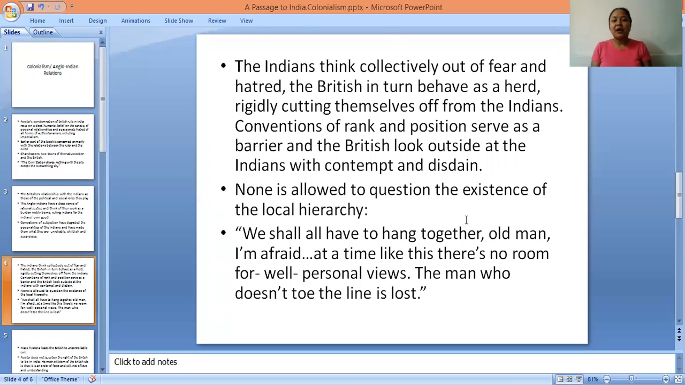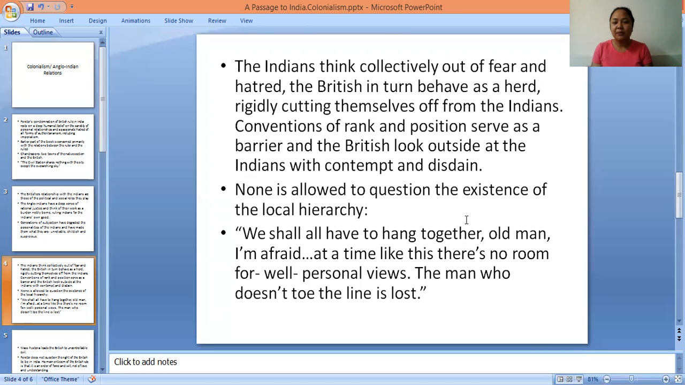So conventions of rank and position serve as a barrier, because there are these customs and these conventions that you have to follow when you're the ruler. And this forms a wide gulf between the British and the Indians, and the British look outside at the Indians from inside that herd mentality, that herd community that they have formed. They very suspiciously look outside at the Indians with contempt and disdain. They think that the Indians are of an inferior race. Okay, and none is allowed to question the existence of the local hierarchy.